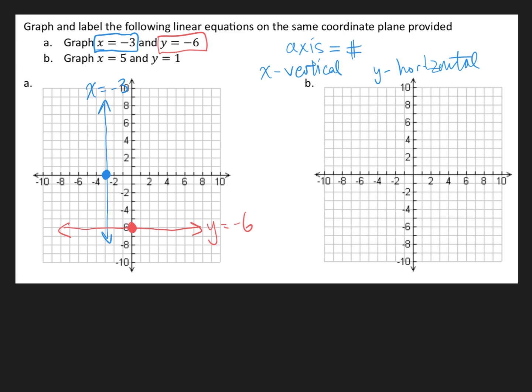Go ahead and take a moment and see if you can graph this one on your own. I'll come back in a few seconds with a solution. No spoiler, here it is.